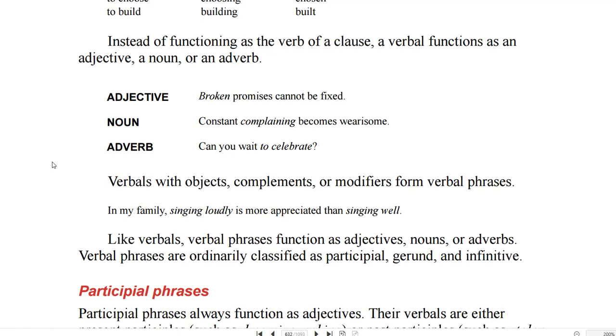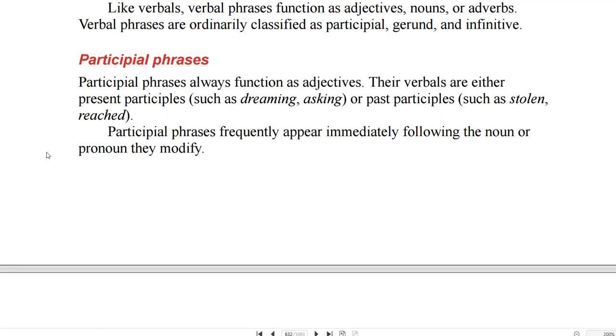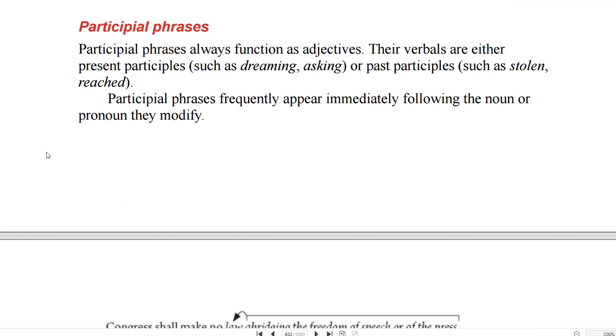Verbals with objects, complements, or modifiers form verbal phrases. In my family, singing loudly is more appreciated than singing well. Like verbals, verbal phrases function as adjectives, nouns, or adverbs. Verbal phrases are ordinarily classified as participial, gerund, and infinitive. Participial phrases always function as adjectives. Their verbals are present participles such as dreaming, asking, or past participles such as stolen or reached.